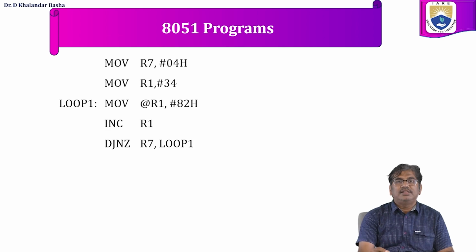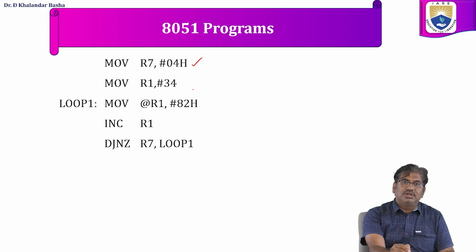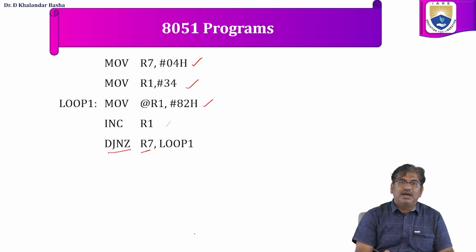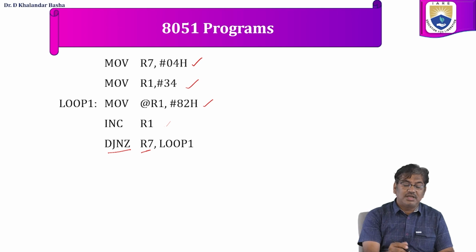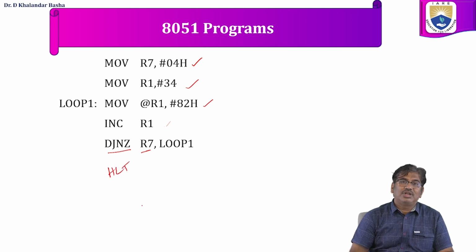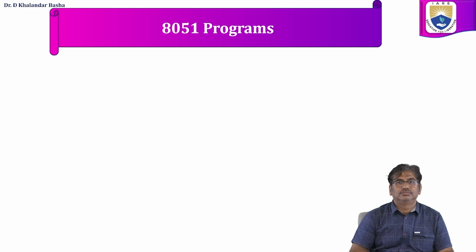Now we'll see the program at a glance. MOV R7, #04, the number of memory locations. The starting address is loaded into the R1 register using MOV R1, #34. Then the immediate data 82H is loaded into the memory location using the instruction MOV @R1, #82H. To advance to the next memory location, R1 is incremented. As one transaction is done, we decrement the R7 register. This loop is iterated until R7 is zero. Once R7 is equal to 0, we can stop the program using the halt instruction.